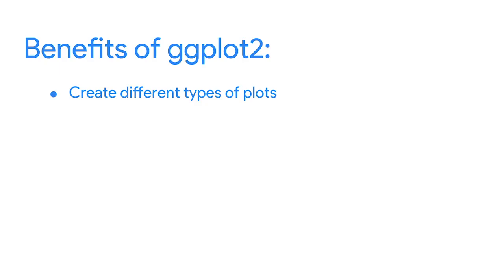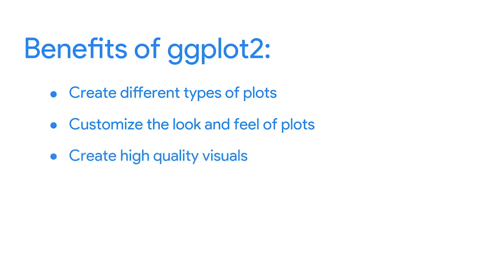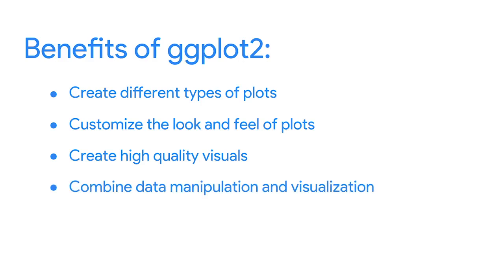You can create all different types of plots, including scatter plots, bar charts, line diagrams, and tons more. You can change the colors, layout, and dimensions of your plots, and add text elements like titles, captions, and labels. With just a little bit of code, you can create high-quality visuals. Plus, ggplot2 lets you combine data manipulation and visualization using the pipe operator.